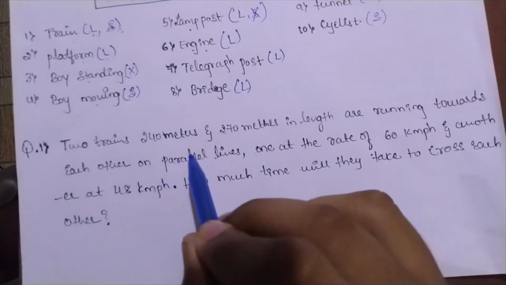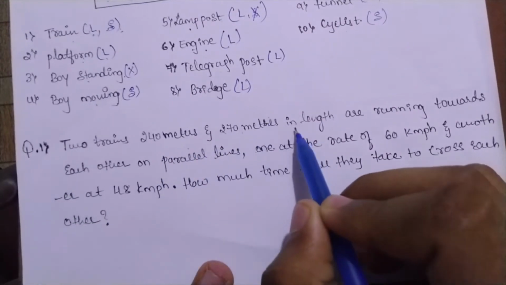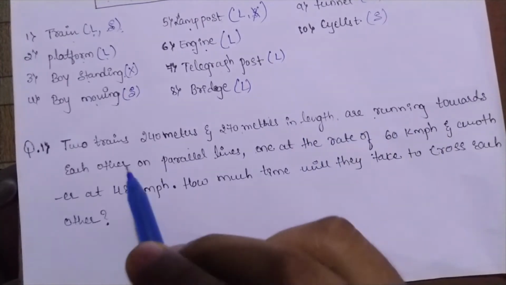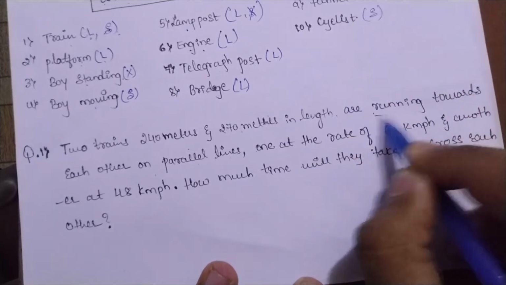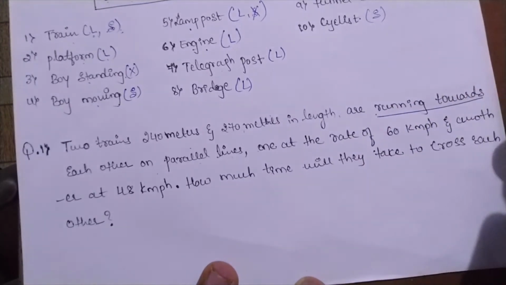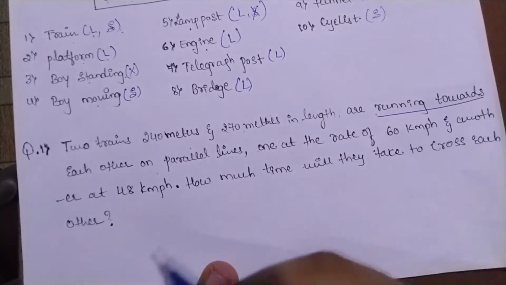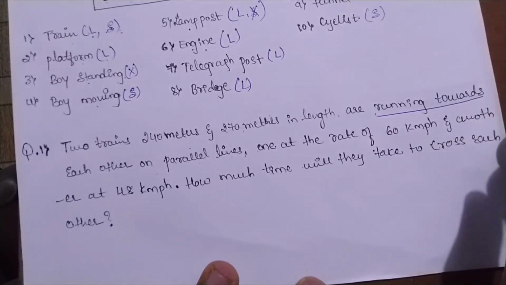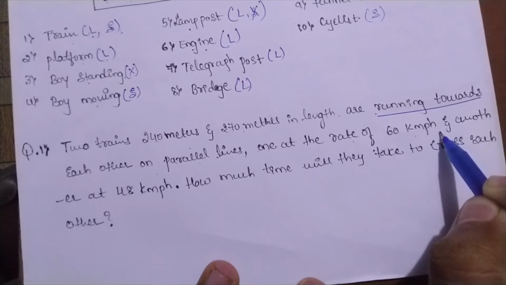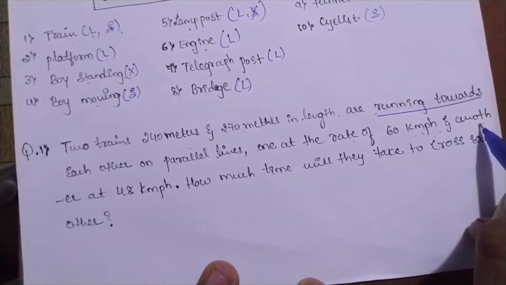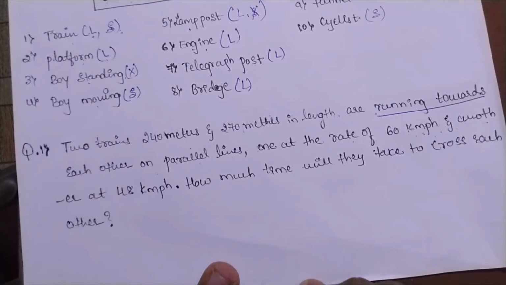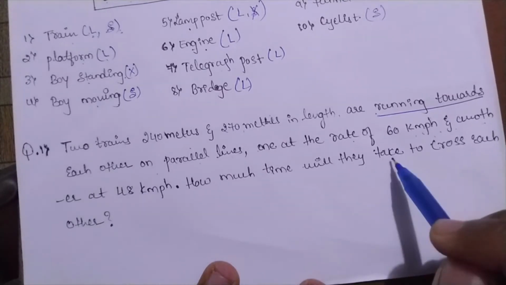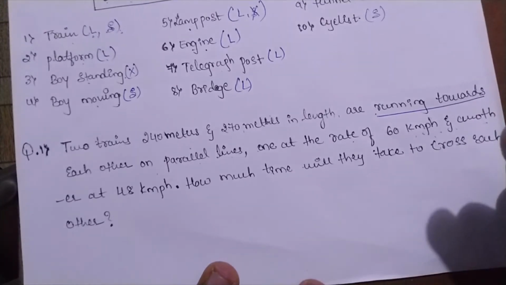Take this first question. Two trains, 240 meters and 270 meters in length, are running towards each other on parallel lines. Running towards means that both trains are running in opposite directions, one at the rate of 60 km per hour and another at the rate of 48 km per hour. How much time will it take to cross each other?